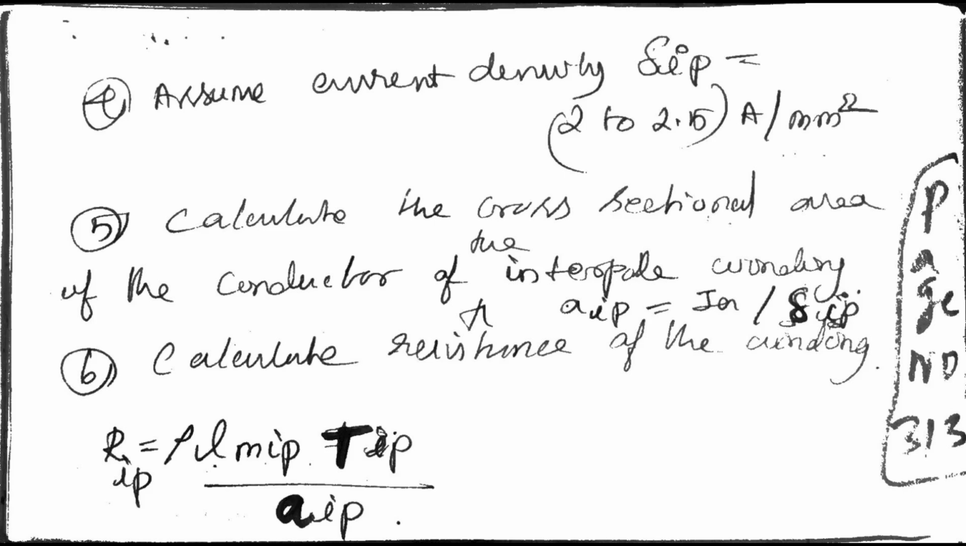Design of interpole winding. Step 4, assume current density del IP is equal to 2 to 2.5 ampere per millimeter square. Fifth step, calculate the cross-sectional area of the conductor of the interpole winding. AIP is equal to IA divided by del IP. Sixth step, calculate resistance of the winding. RIP is equal to rho LMIP TIP divided by AIP.